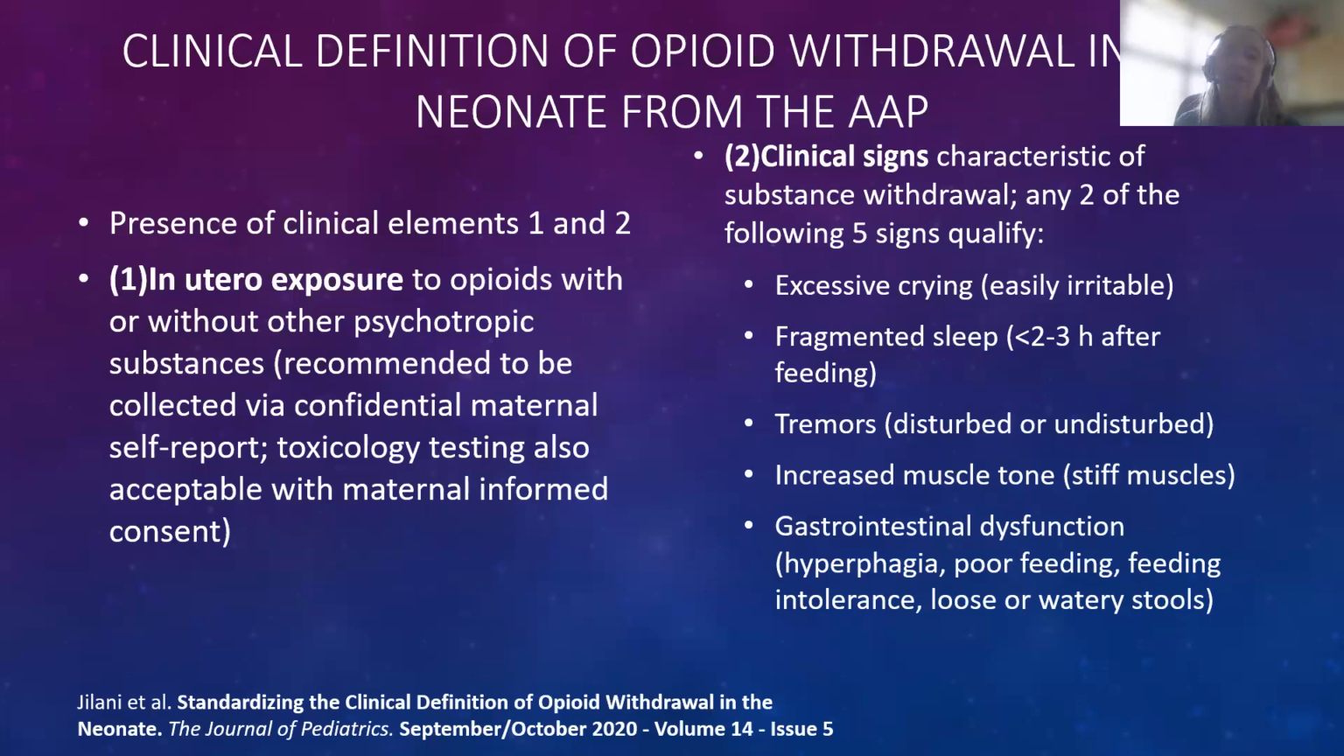You can find this a couple different ways. You can ask the mom, were you using opioids during pregnancy? And if she says yes, that's all you need to do. You can also do drug screening on the mother's urine, the baby's umbilical cord, if you have appropriate consent. The second is clinical signs characteristic of substance withdrawal, and you can have any two of the five.